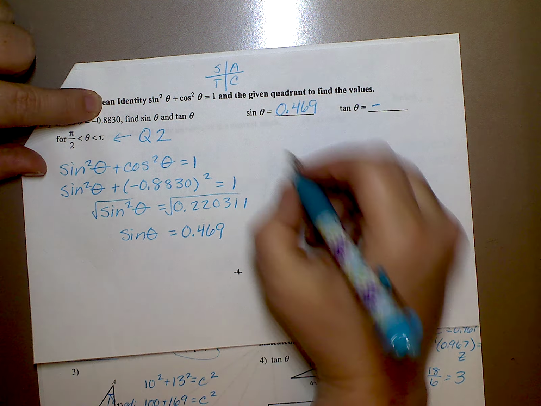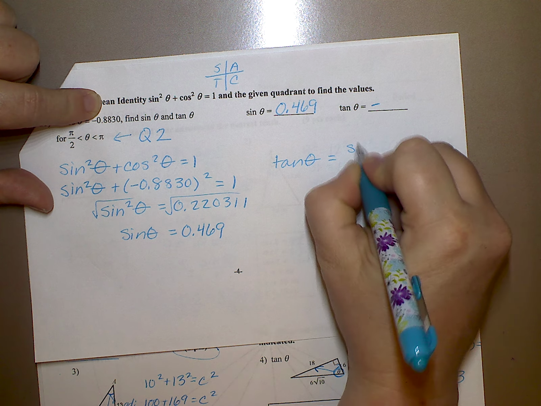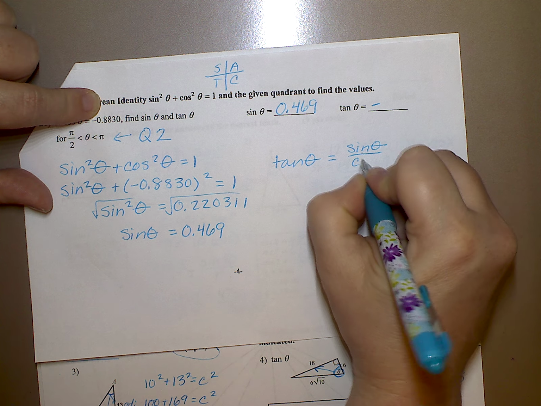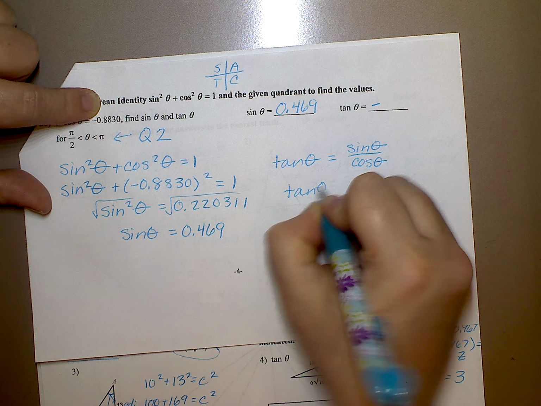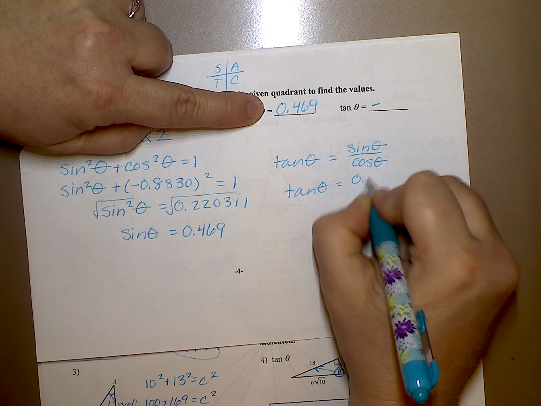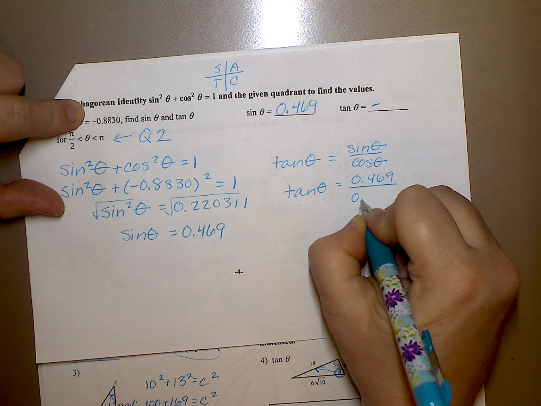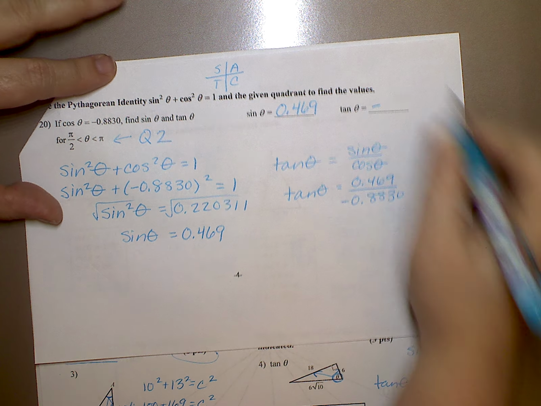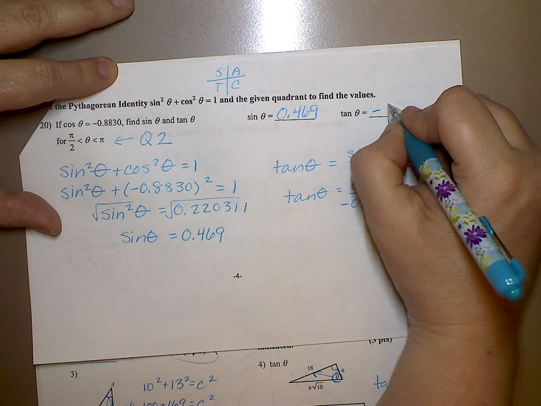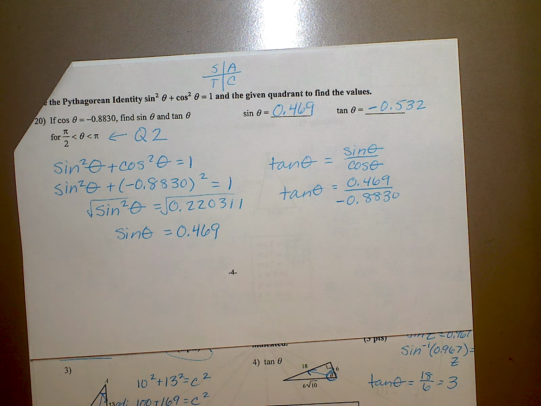To find tangent then, we know tangent of theta would be equal to sine of theta over cosine of theta. So that means I take the sine value I just found and I divide it by the cosine value they gave me. That's a negative 0.8830, and you end up with negative 0.532. And again, that was also worth 2 points. So if you got both of those, you got 4 points of extra credit.